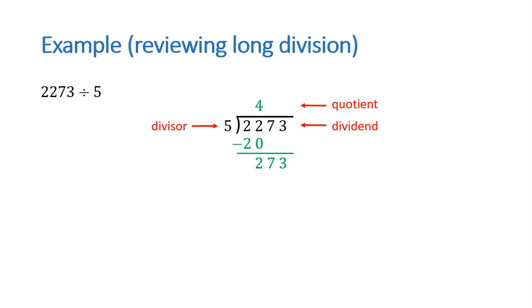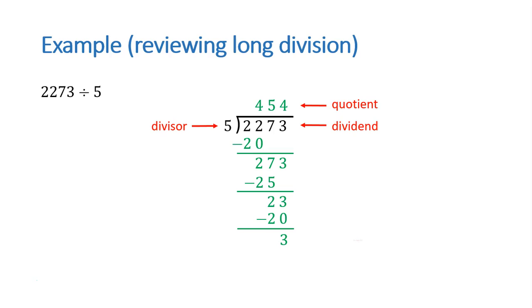Now 5 divides into 273. The smallest part that 5 divides into is going to be the 2 and the 7, so 27. 5 divides into 27 evenly 5 times, so 5 is going to be the next part of my quotient. Now I do the same thing I did before. I multiply that part of the quotient by the divisor, and then I subtract. Once I subtract, I'm left with 23. 5 divides into 23 4 times. 4 times 5 is 20, so I subtract my 20, and I'm left with a 3.